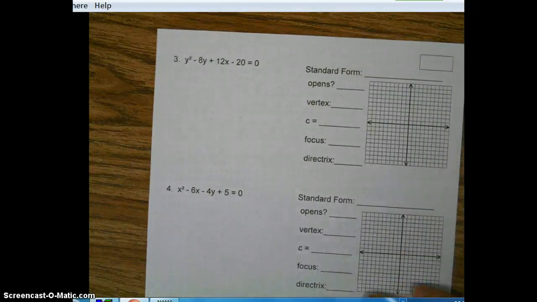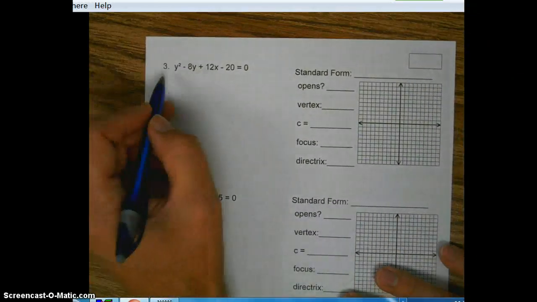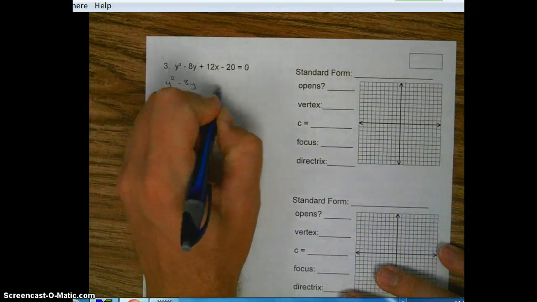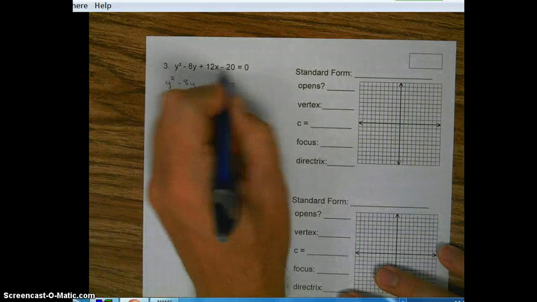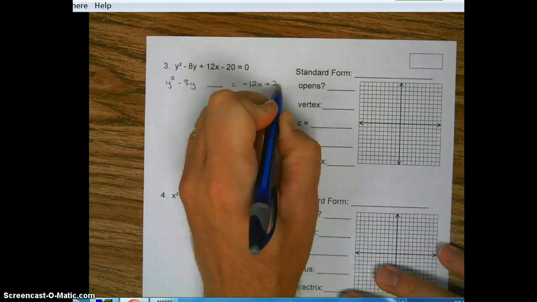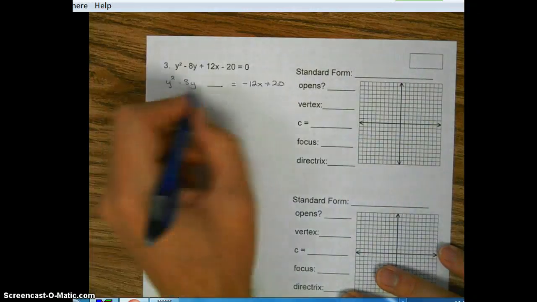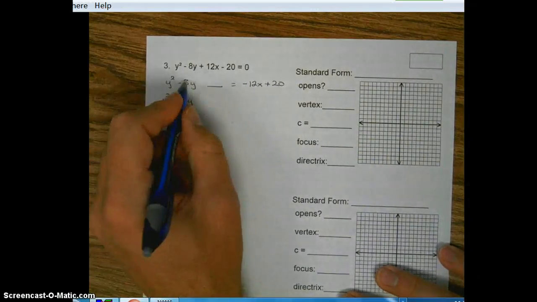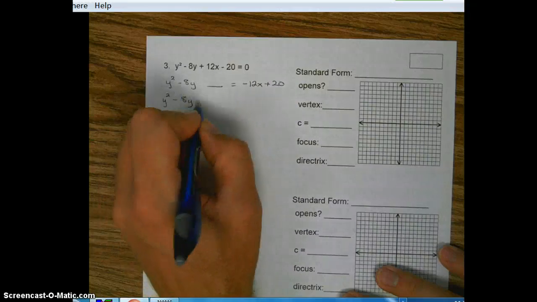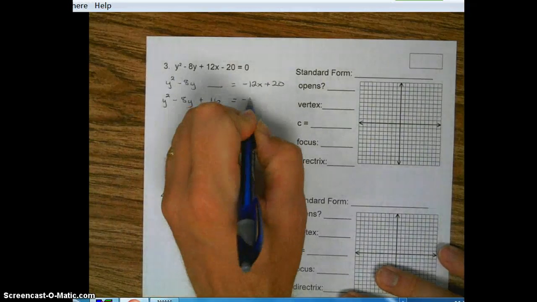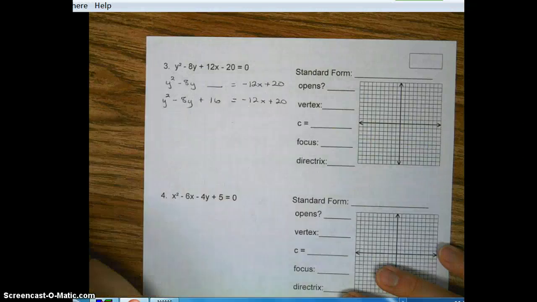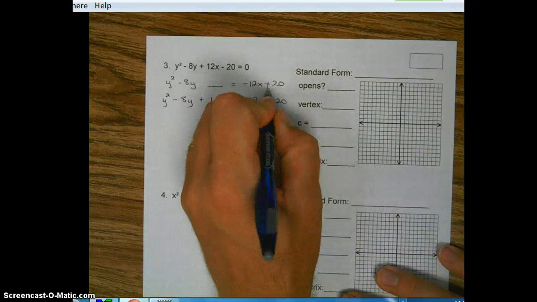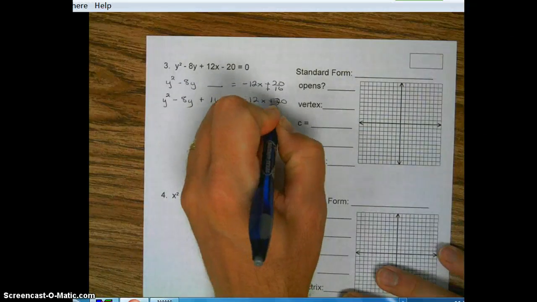Let's do another one together. y squared minus 8y. Complete the square. Move everything to the other side. Okay, completing the square. Half of negative 8 is negative 4. Negative 4 squared is 16. And since we added 16 here, we have to add 16 over here. That's going to give us 36.